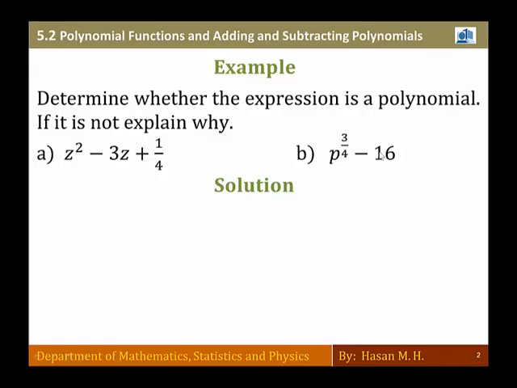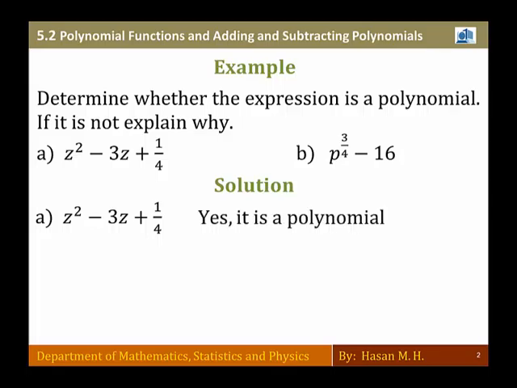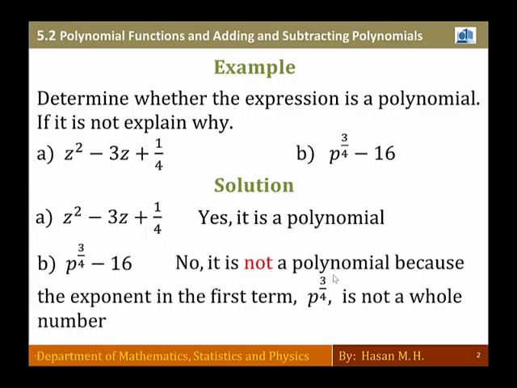A: z square minus 3z plus 1/4. Yes, it is a polynomial. B: p to the power of 3/4 minus 16. No, it's not a polynomial because the exponent in the first term, p to the power of 3/4, is not a whole number.